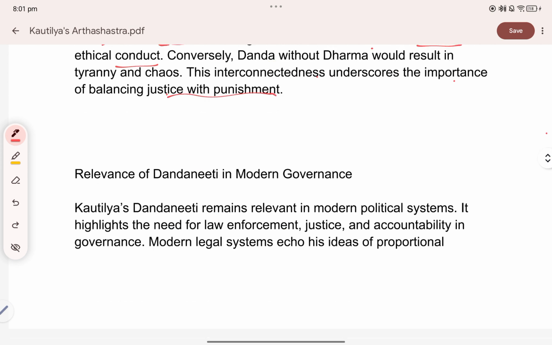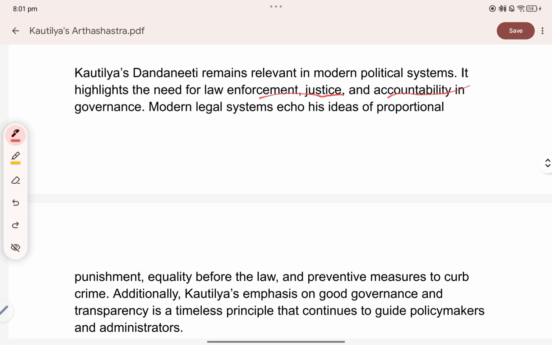Now, what is the relevance of Dandaniti in modern governance? Kautilya's Dandaniti remains relevant in modern political systems. It highlights the need for law enforcement and justice as well as accountability. Now, modern legal systems echo the ideas of proportional punishment, equality before the law, and preventive measures to curb crime. Additionally, Kautilya's emphasis on good governance and transparency is a timeless principle that continues to guide policymakers. ठीक है. आज भी मॉडर्न सोसाइटी में, मॉडर्न पॉलिटिकल सिस्टम में ये हाईलाइट करता है द नीड फॉर लॉ एनफोर्समेंट, कि लॉ बनाने ही ज़रूरी नहीं है, लॉ को एनफोर्स करना यानी लॉ को प्रैक्टिकली प्रैग्मेटिकली एनफोर्स करना सोसाइटी में इज़ वेरी वेरी क्रूशियल, राइट?